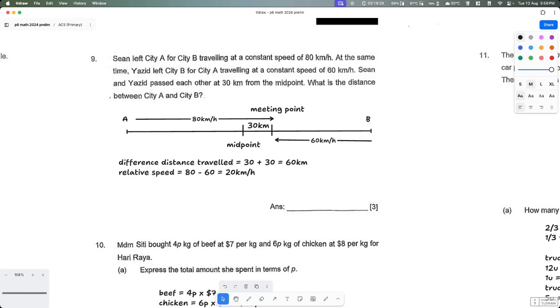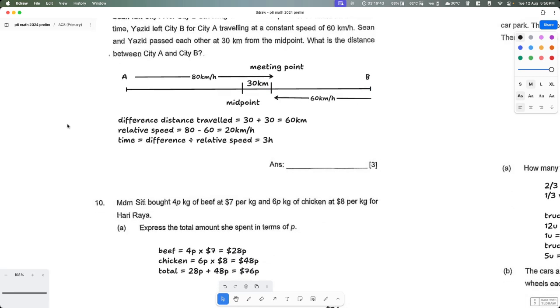So the time that they traveled is the difference divided by the relative speed, and this will become 3 hours. So that means they have both traveled 3 hours over here. With that said, we can combine their speed to get a total distance. Combined speed is equal to 80 plus 60, which is equal to 140 kilometers per hour.